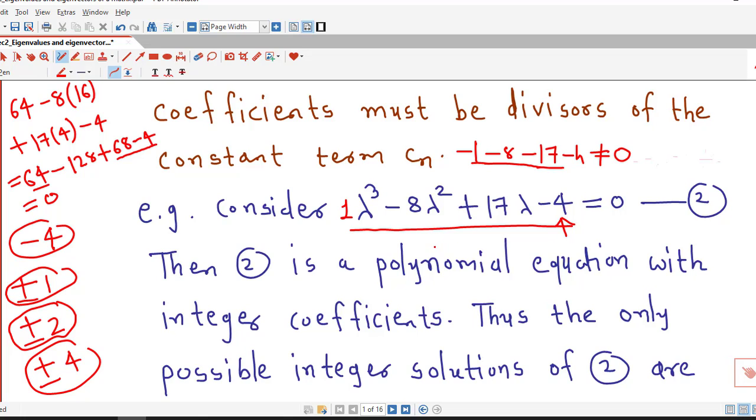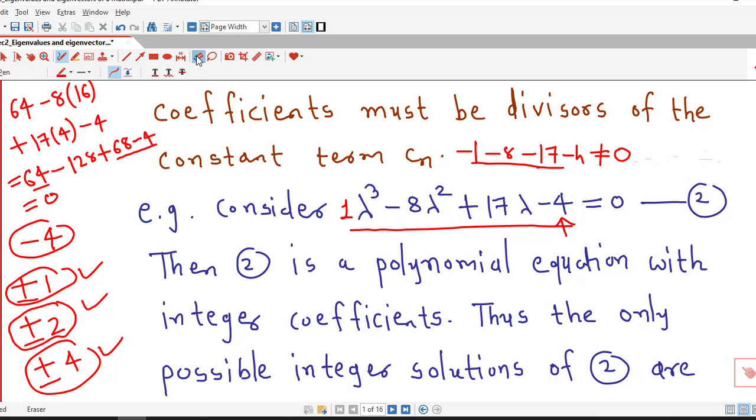So we observe that this is a polynomial equation with integer coefficients. Therefore we are trying the divisors of minus 4 for integer solutions, and we find that lambda equal to 4 satisfies this equation. So lambda equal to 4 is one solution of this equation.